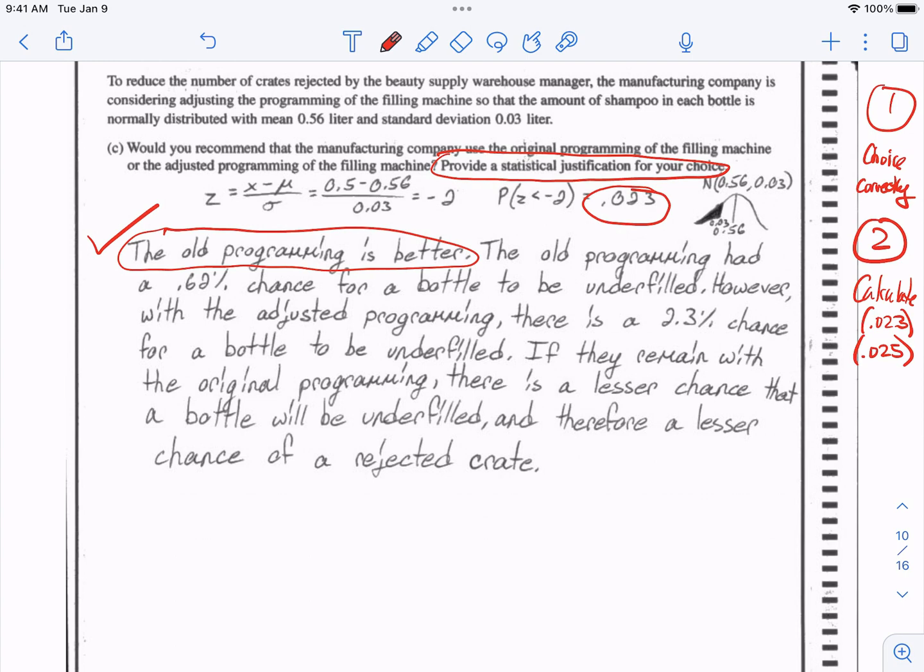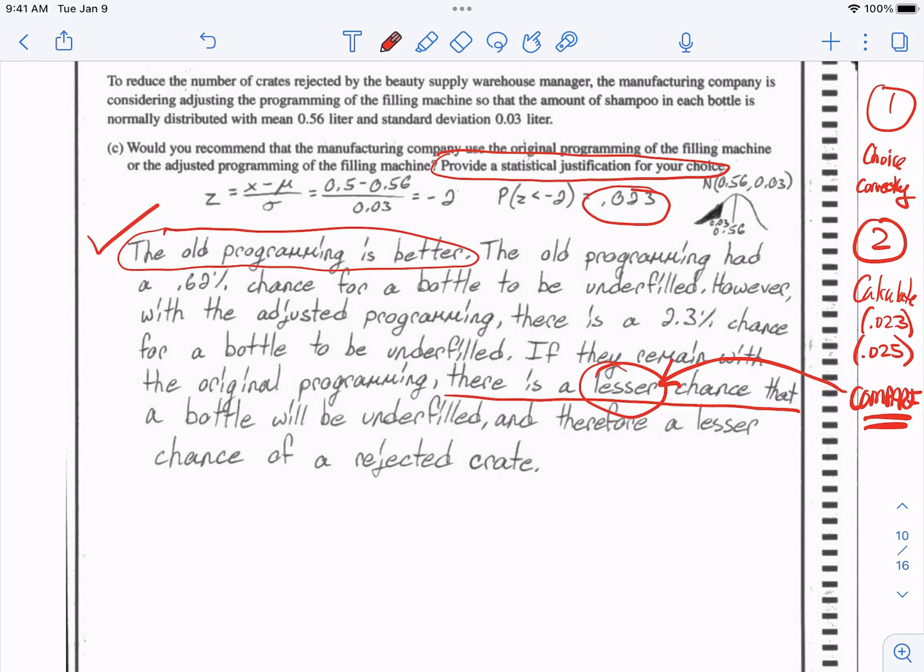So did they actually state that we're picking the old one, the original, because there's a higher probability with the new one of having underfilled bottles? And they did. They have it right here in the last sentence. If they retain the original programming, there is a lesser chance. There's the word that got them credit. So the second piece of this part is to actually compare. Actually compare, and that is something that you have to watch for. A common thing is for them to say, well, the old was... what was the old?